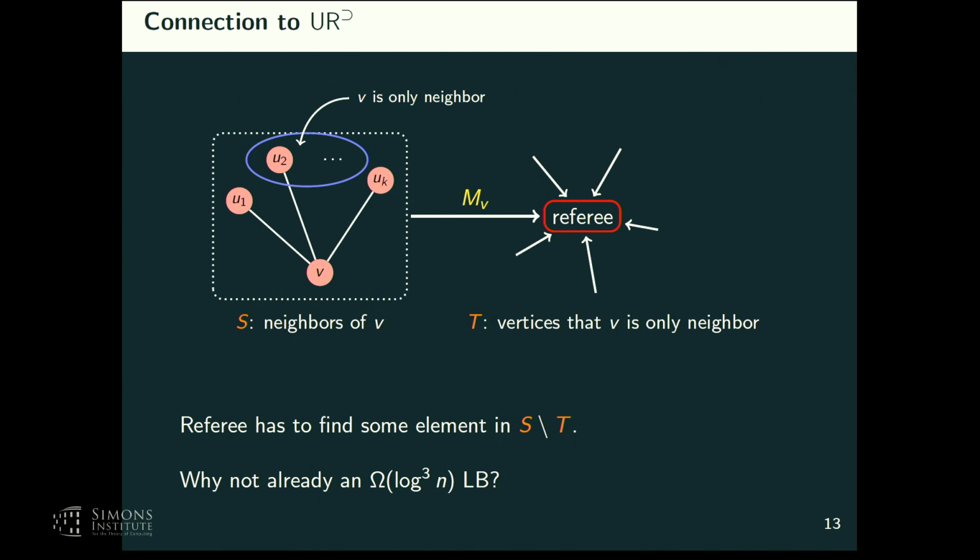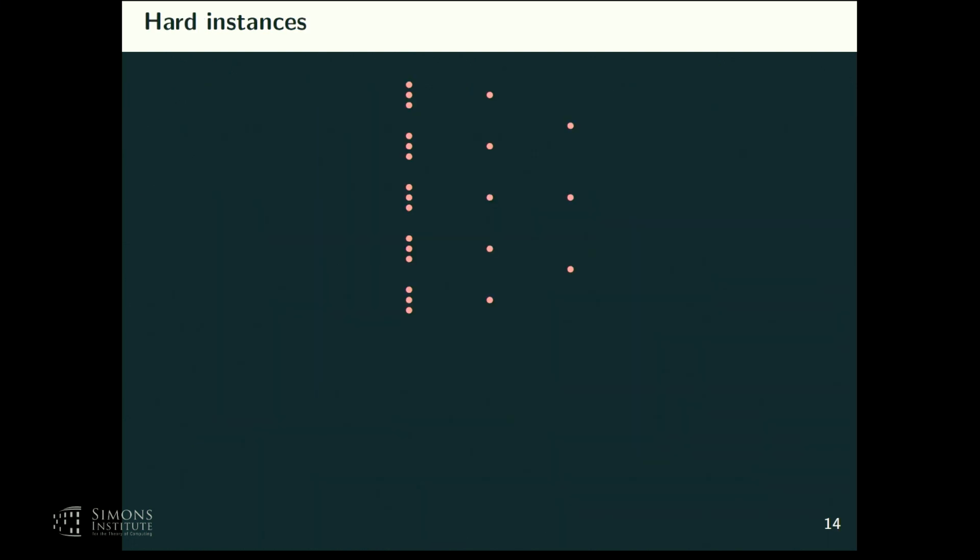So why doesn't this already give us a log n cubed lower bound? This is because the referee finds a spanning forest based on all messages from all n players. So even if I send a message m sub v to the referee, it may still learn something about my neighborhood from other messages. For example, the message from vertex u1 may also reveal this edge v sub u1, and it's not necessarily coming from this message m sub v. So to circumvent this issue, we are going to consider the following hard instances.